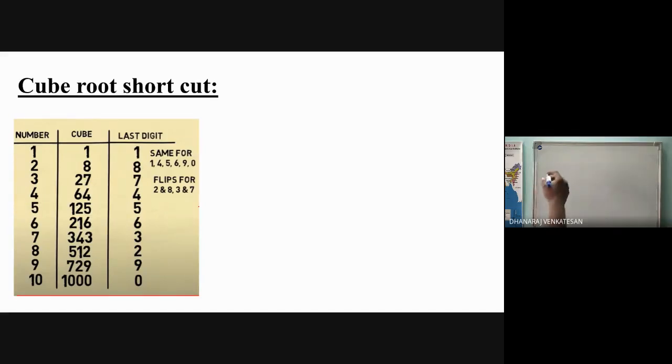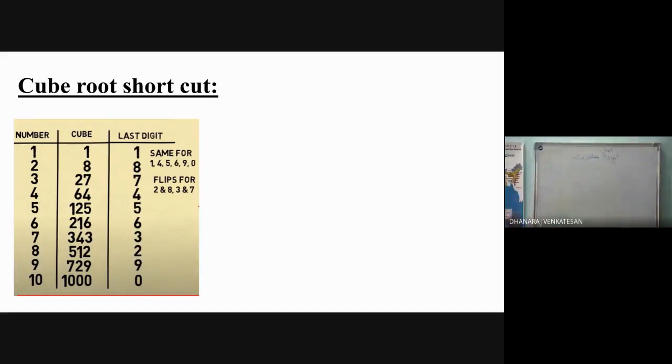For all six-digit numbers, we are going to see how to find cube roots. We have to memorize this table. I will teach you how to memorize this table easily. You have to remember all the cube values and the unit digit values. Cube values somehow you have to try to memorize. For unit digit, I will teach you the simple step how to memorize unit digit values.